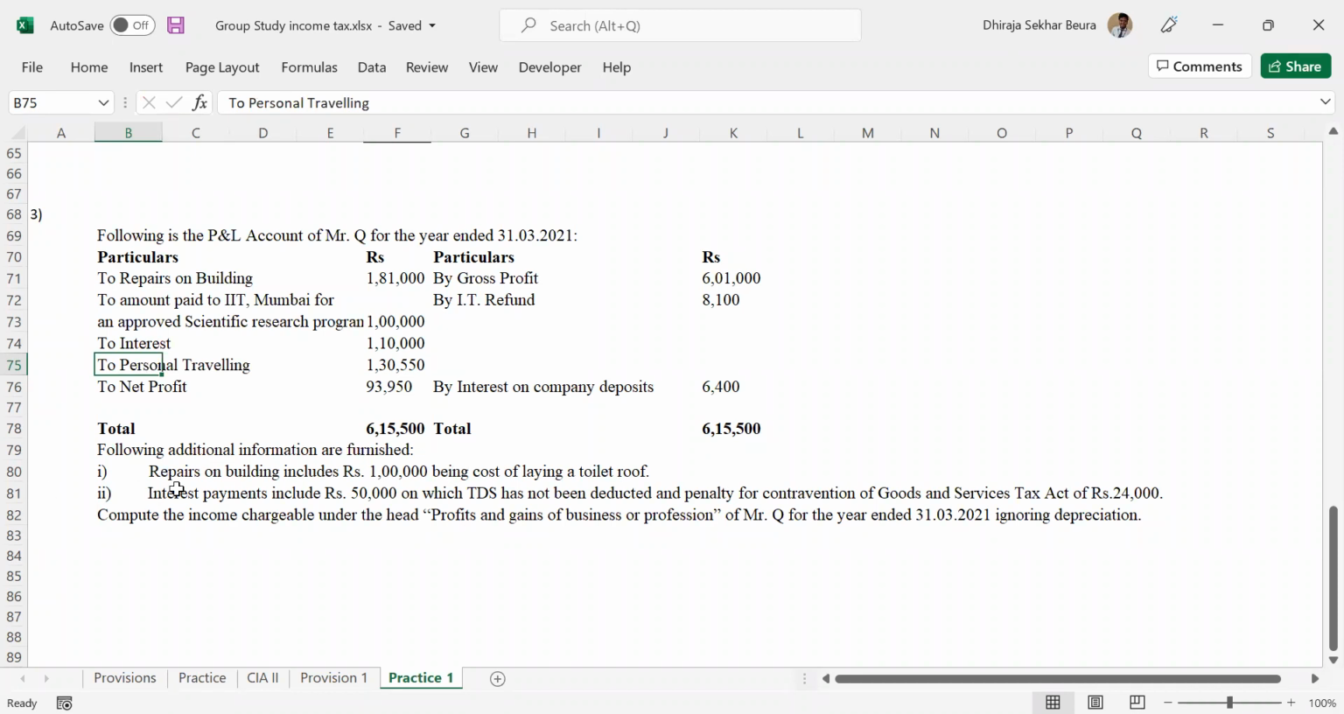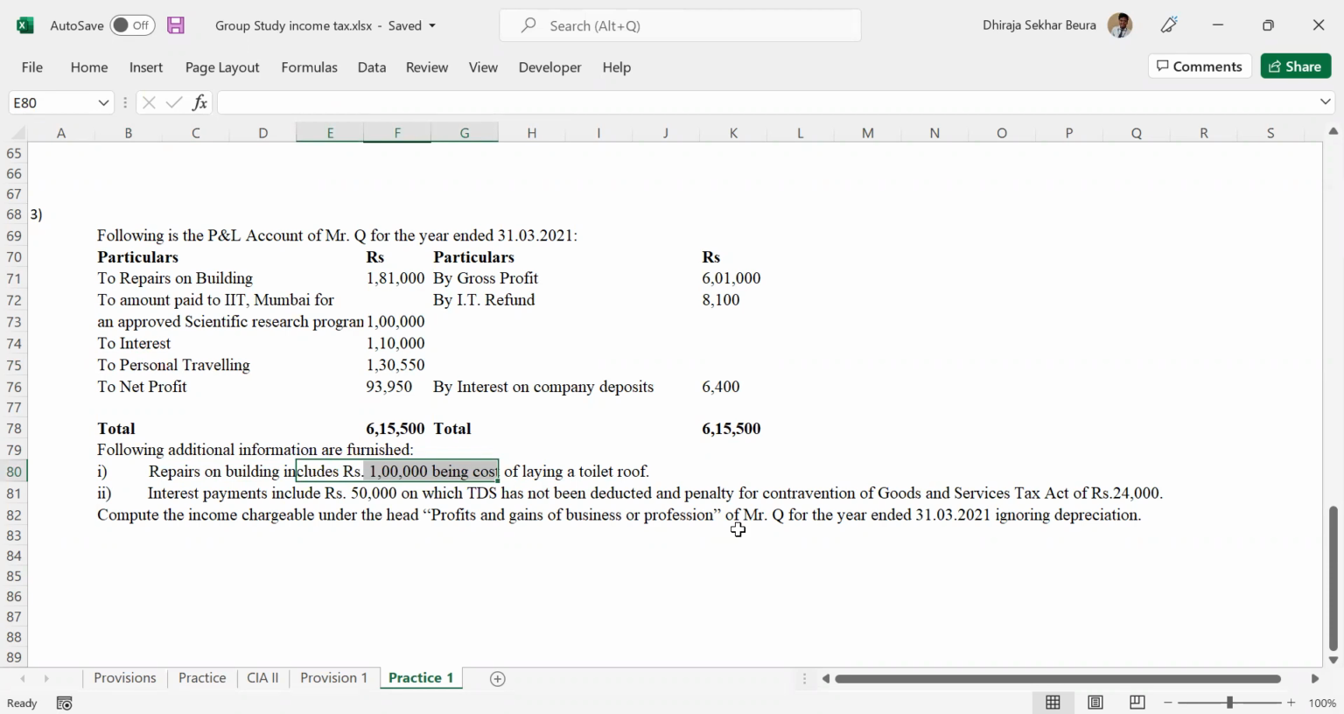Next points are repairs on building includes 1 lakh. What does this mean? Let me tell you. Repairs of building was 1,81,000. Out of that 1,81,000, 1 lakh is for laying toilet roof. Laying toilet roof is a capital expenditure.